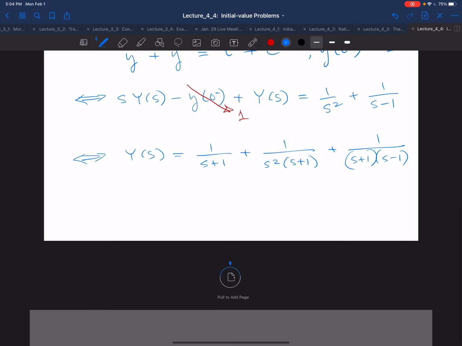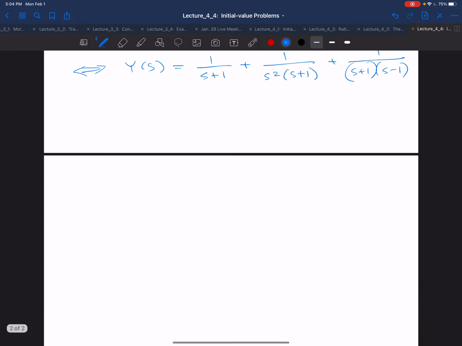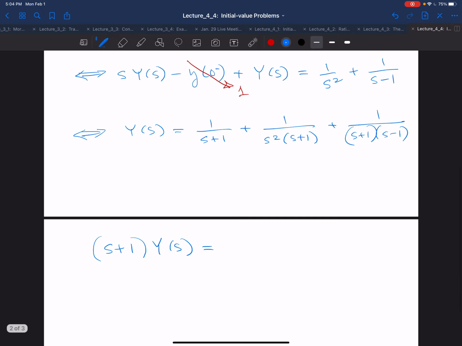So if I back up a step, on the left-hand side we get s plus 1 times y of s. And on the right-hand side, everything is known. So we get 1 plus 1 over s squared plus 1 over s minus 1. This 1 here just results from our initial condition, y of 0 minus is equal to 1. And the other terms on the right-hand side are just the transform of the forcing function. This s plus 1, of course, comes from the terms in y of s.